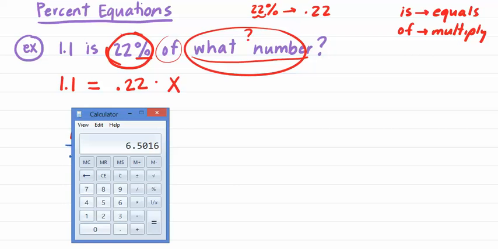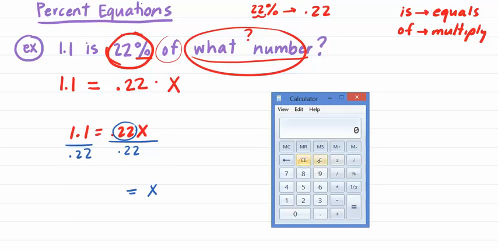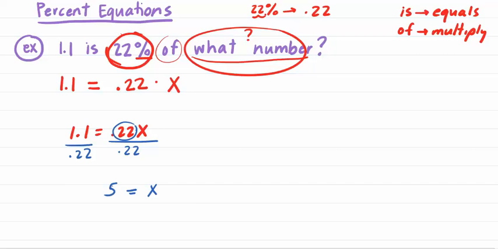Let's just speed up for the sake of the fact that I'm on a video and it's being timed. Let's do this on a calculator. 5. Oh, I could have done that really quickly by hand. Okay. 1.1 is 22% of 5. So if you actually take 22% of the number 5, it's 1.1. That is certainly believable.